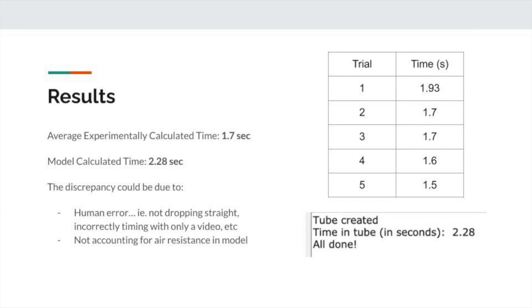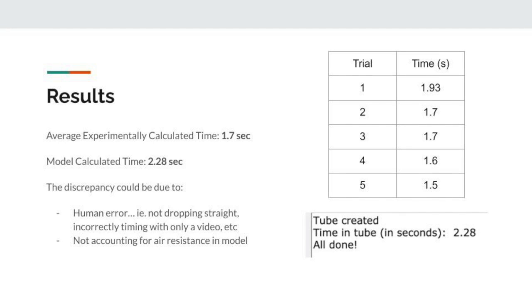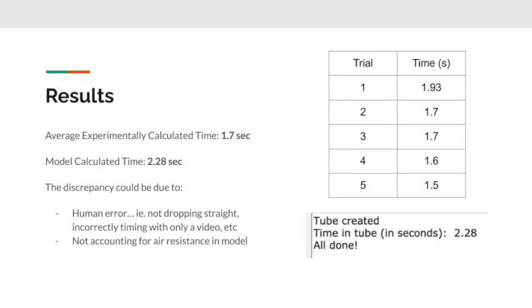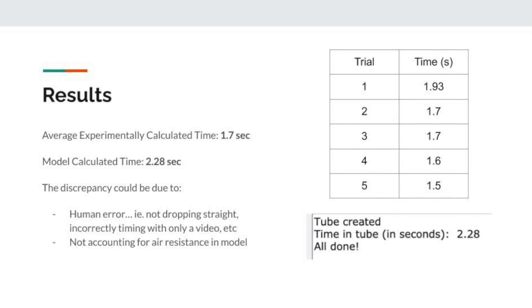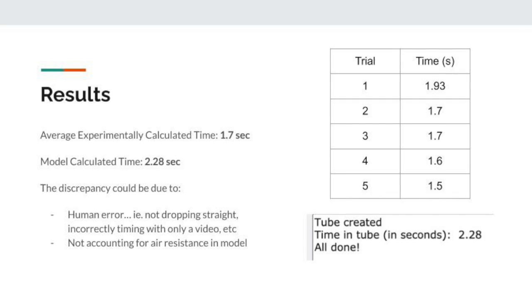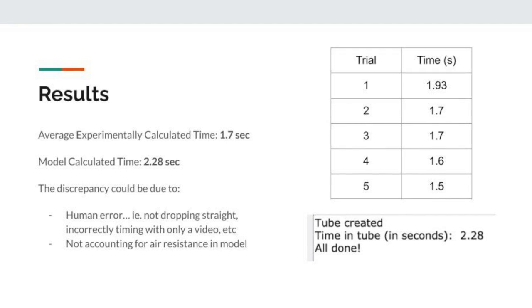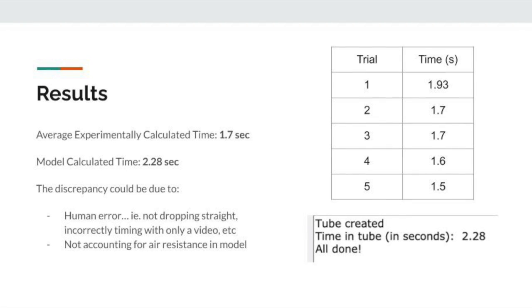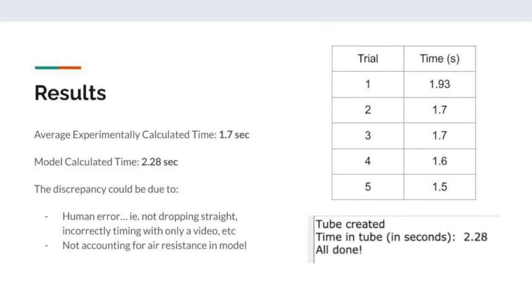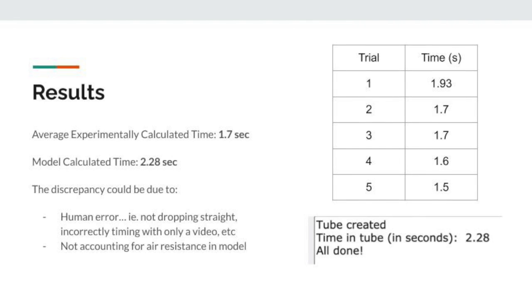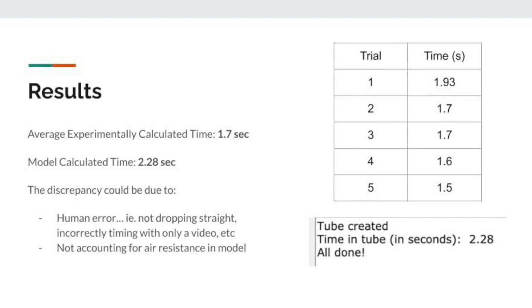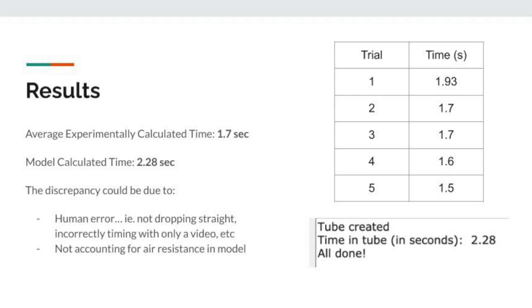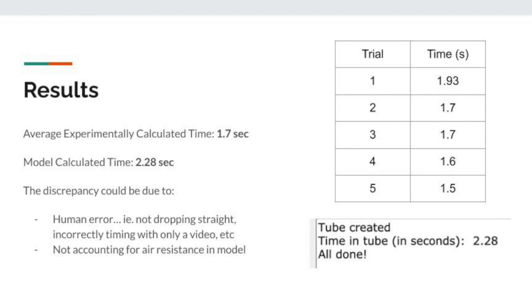Results of both the experimental and model calculations are shown below. You can see that the average experimentally calculated time is 1.7 seconds. In the table to the right, you can see that each trial had similar times, and the average of that is 1.7 seconds, as mentioned before. The model calculated time is 2.28 seconds, and you can see the calculations due to the code on the previous few slides. And this discrepancy could be due to human error.